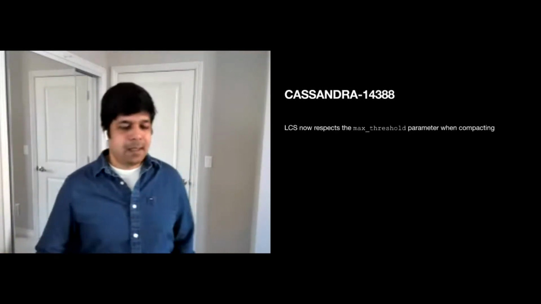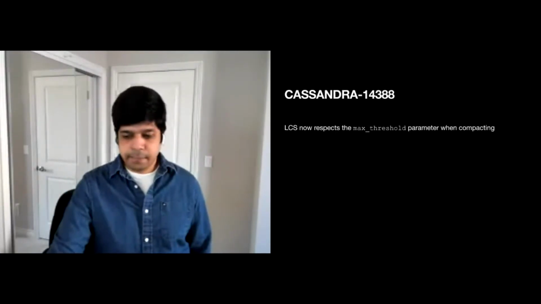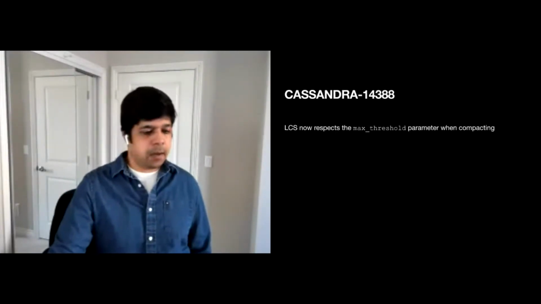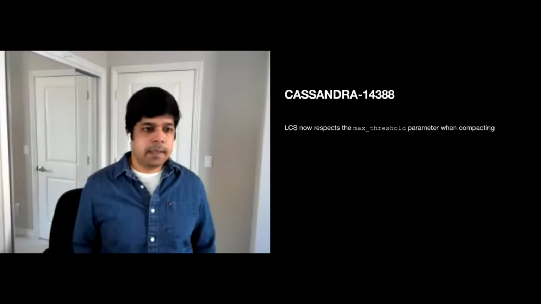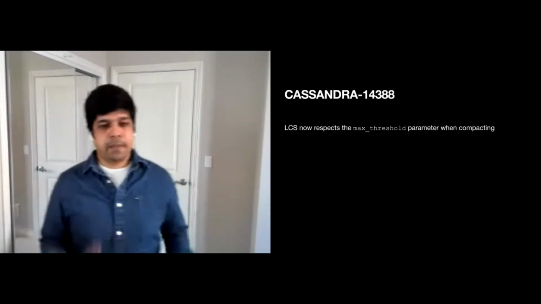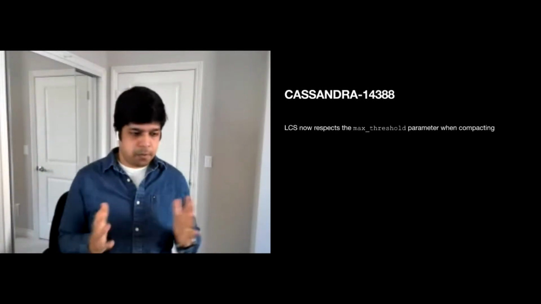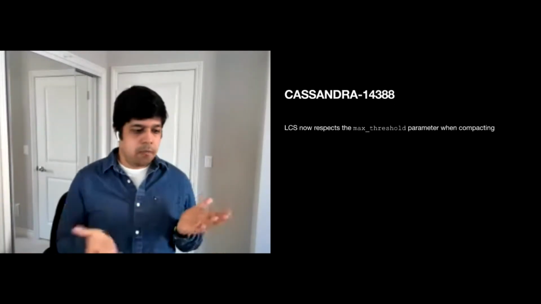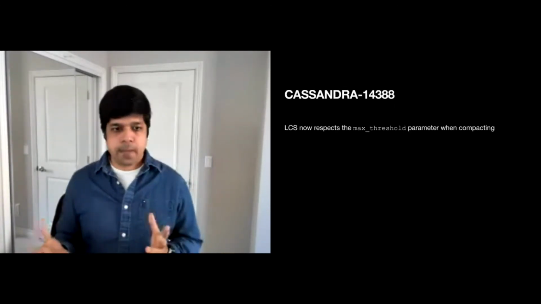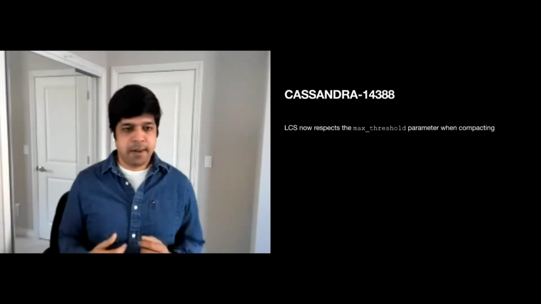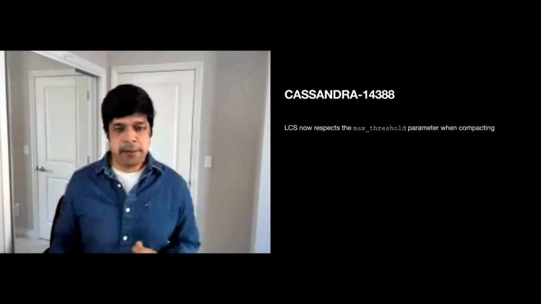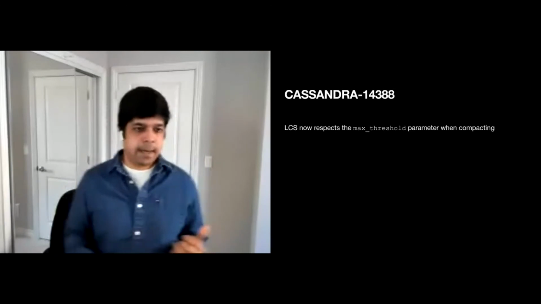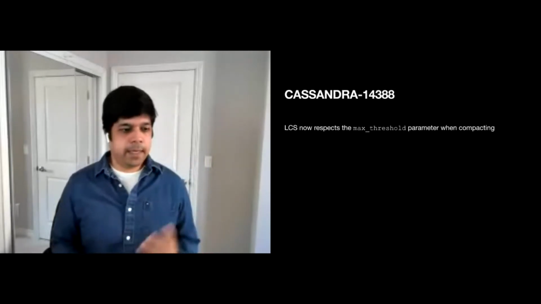What's the problem with it being hard coded to 32 for LCS? When somebody changed this max threshold parameter and you're not super familiar with how Cassandra's compaction strategies work, you might end up believing that the threshold is going to affect all the compaction strategies. But it doesn't work that way with LCS.